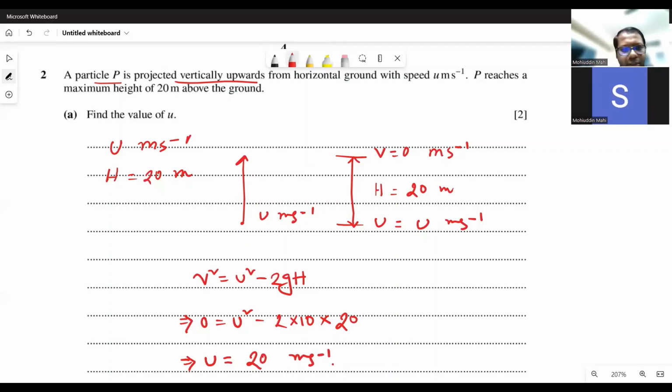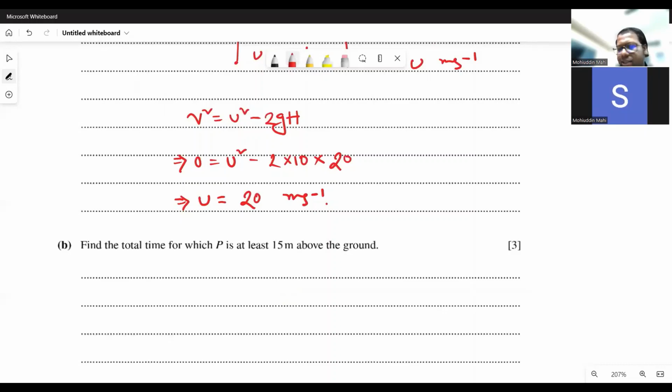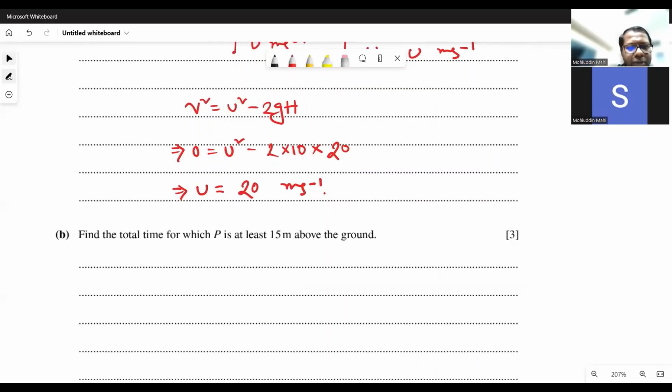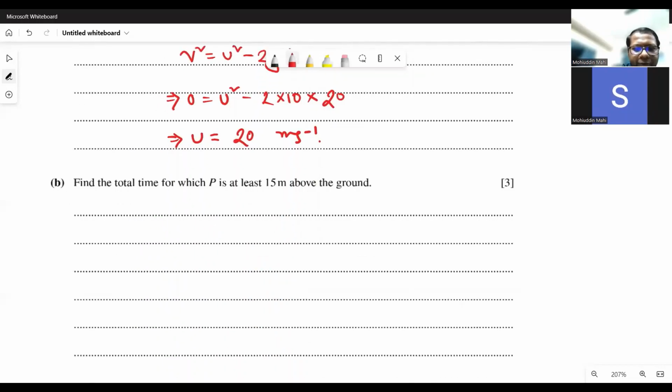So that's the initial velocity. Okay, so let's move on to B. Now in question B, find the total time for which P is at least 15 meters above the ground.